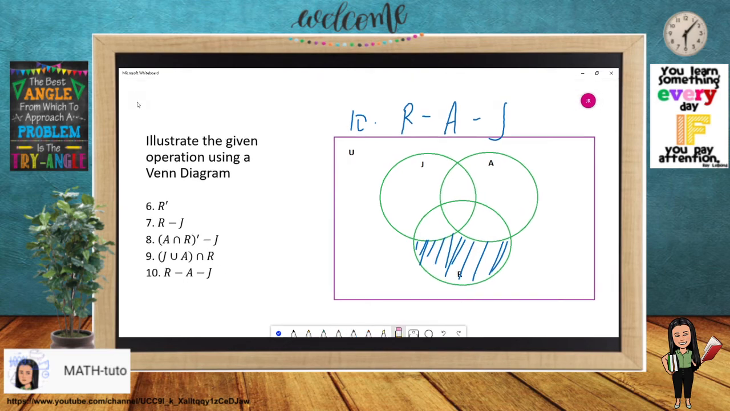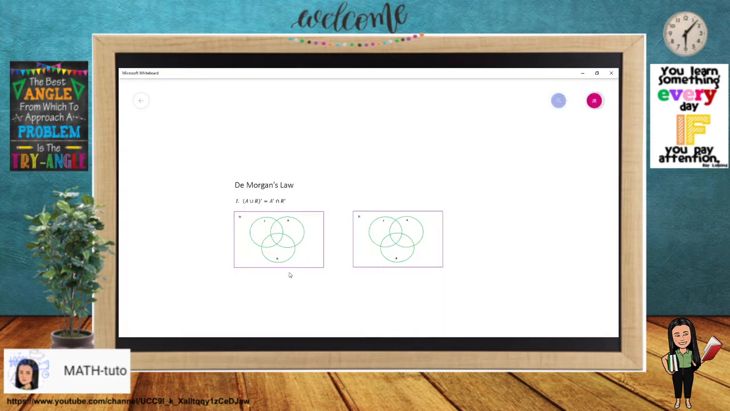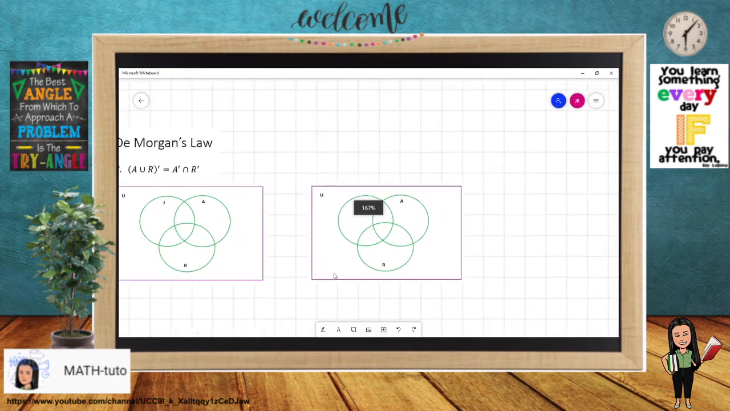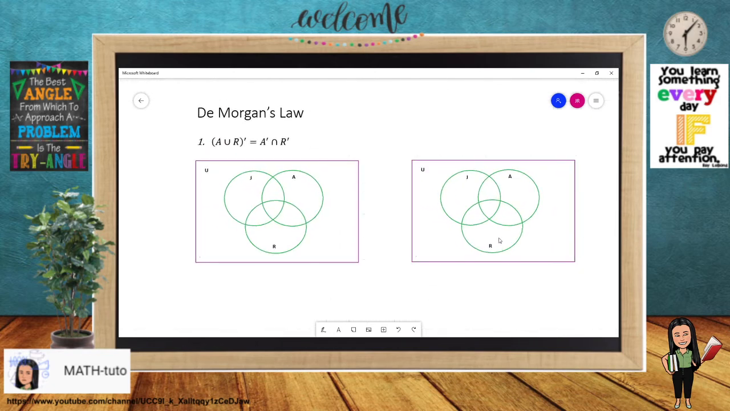Okay. Let us now prove De Morgan's law. According to De Morgan's law, yan. Actually, dalawa yan. Ito muna ang una. Number 1, we have, let us show that the complement of A union R is equal to the complement of A intersection with the complement of R. Sige, let us show if that is true.